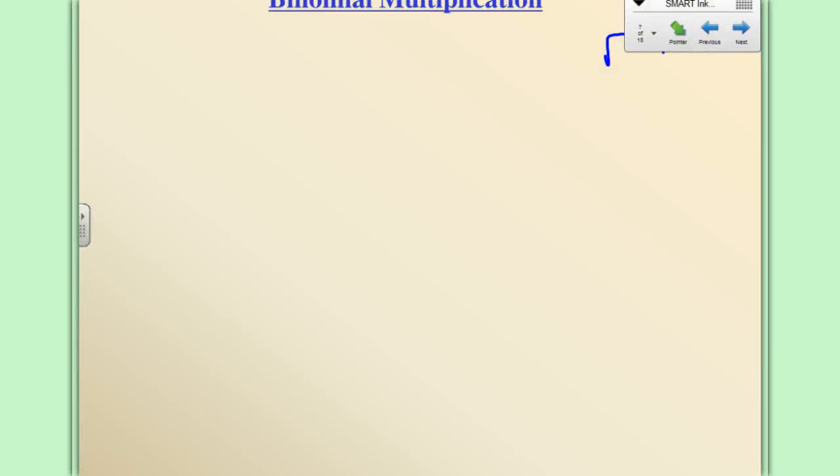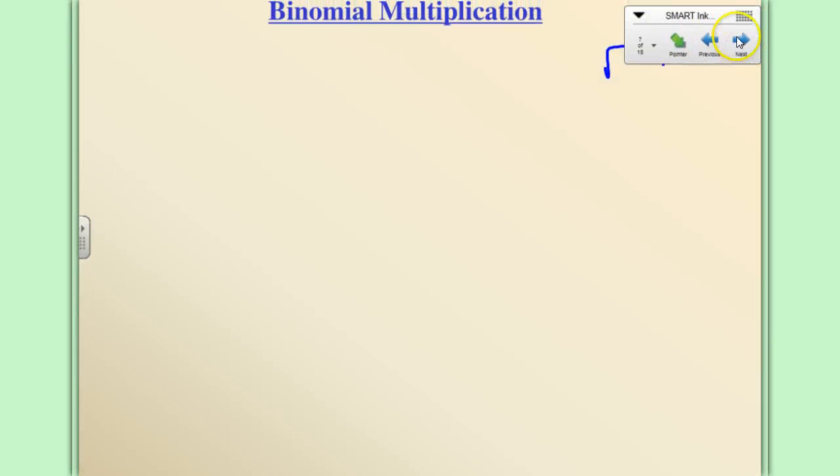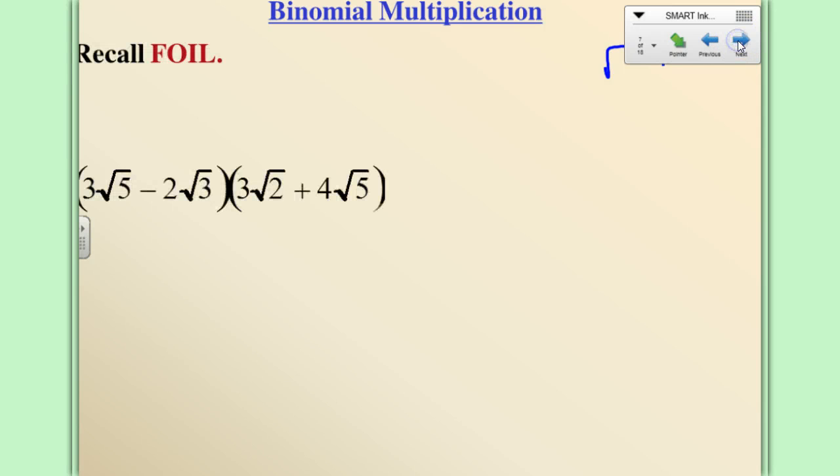If we carry on with binomial multiplication, what did we do when we had polynomials, when we had 2 binomials? We had to FOIL. So we need to do the same thing. Now every one of these radical questions is really just going to be 4 little mini multiplication questions, but you've got to keep track of this in your head.